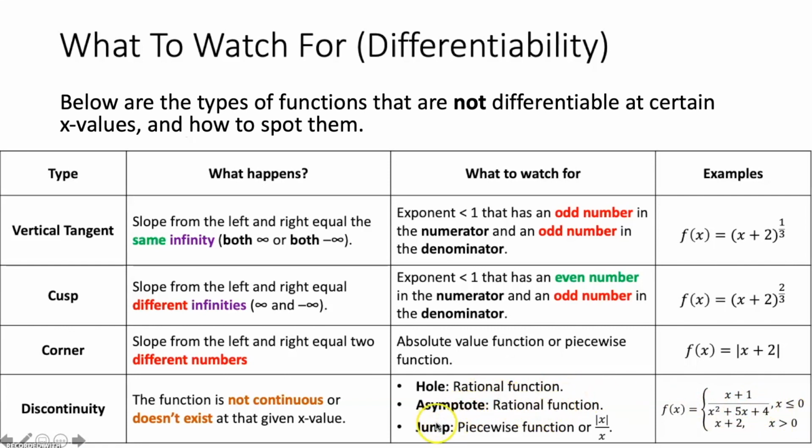And then a jump occurs at x is equal to 0 where these break up. Because if I plug in 0 up here, I get a y value of 1/4. If I plug in 0 down here, I get a y value of 2. So the two parts of the piecewise function do not meet up at the same y value at x is equal to 0. So there's going to be a jump discontinuity.